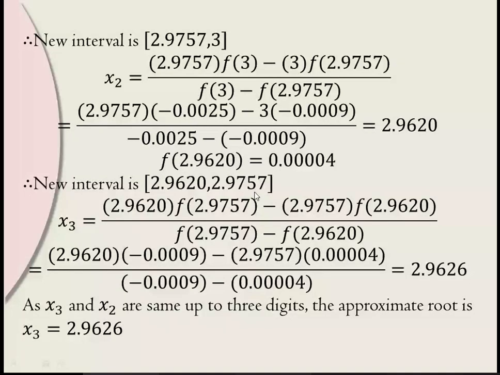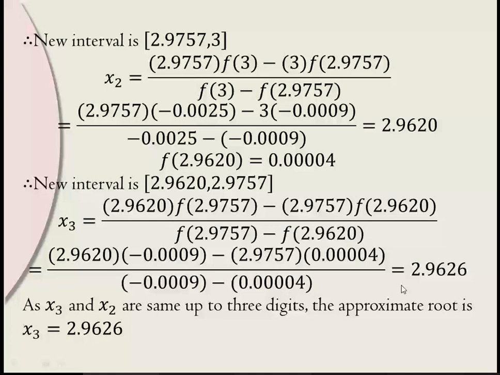Find the value of the function at that point. Check whether these two are equal up to 2 or 3 digits. If they are not equal, do the next iteration with the same formula: this into f of this, minus this into f of this, divided by f of this minus f of this. Then do the simplification. Simple calculations are there. Using that calculation, we get the value 2.9626. Previous was 2.9620, and we got 2.9626.